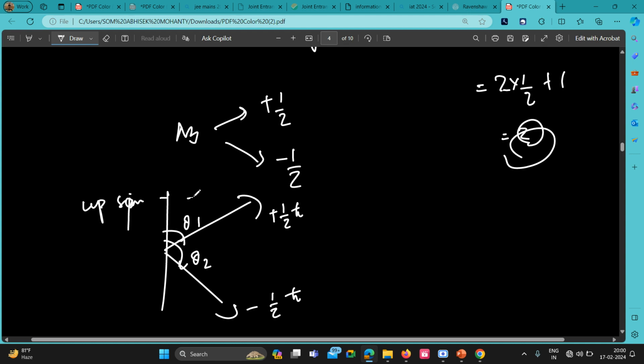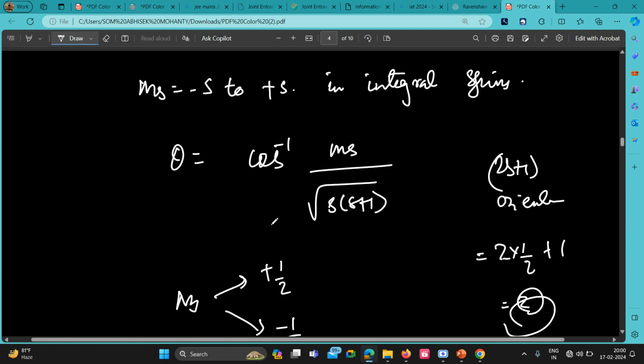This part is your up spin. This is your down spin, and this will precess. This is called precession motion. It will precess like this. You must have studied this in atomic physics, the vector atomic model and all.